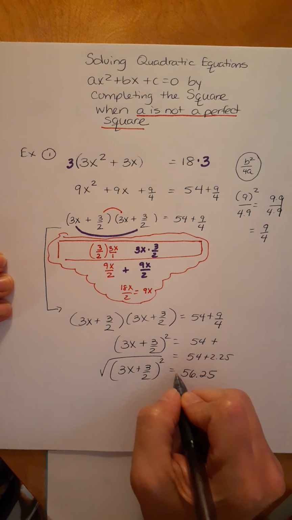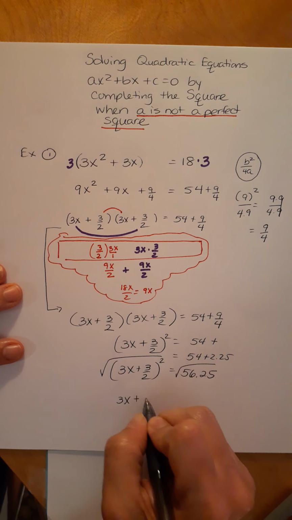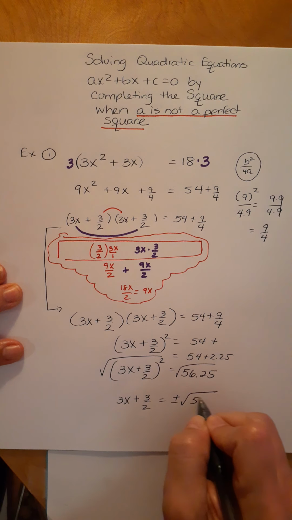So 3x plus 3 over 2 squared equals 56.25. Now we're going to take the square root of both sides. That gives us 3x plus 3 over 2 equals plus or minus the square root of 56.25.